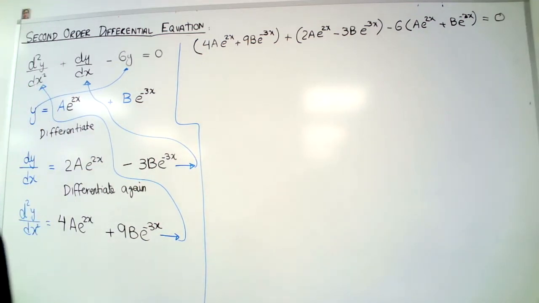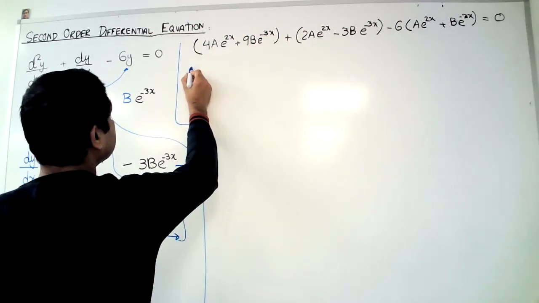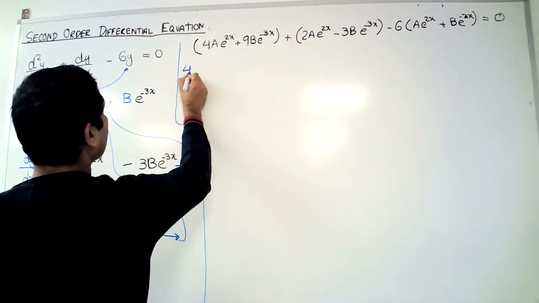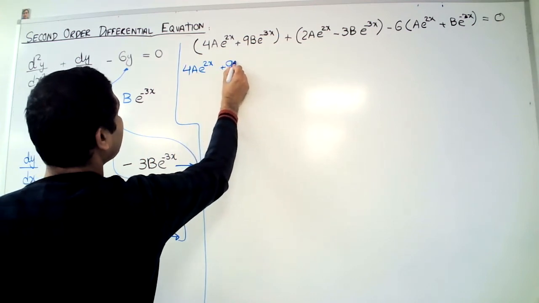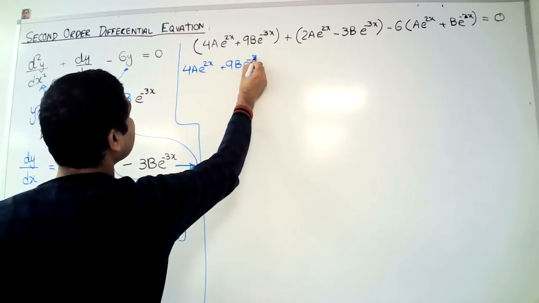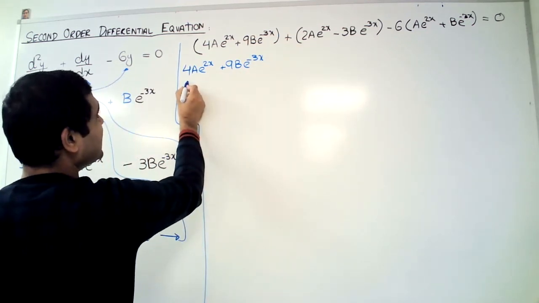Now I need to open up the brackets and solve them. So we open up all the brackets and simplify them. We see how much we can simplify. So that will become 4A e to the 2x plus 9B e to the minus 3x plus 2A. Yeah, so I'm going to write it here, much easier.